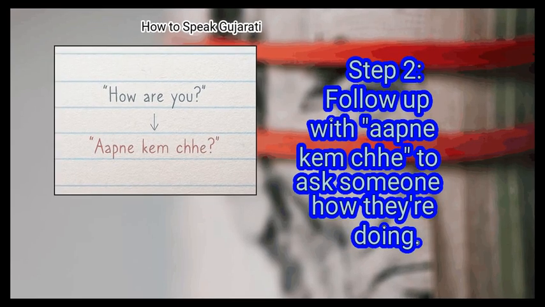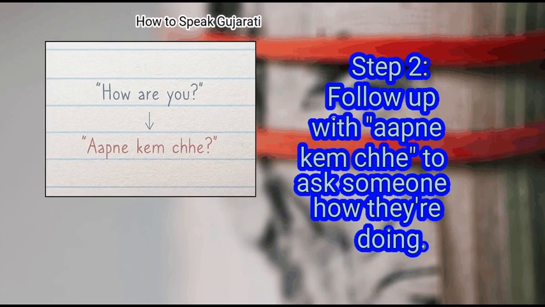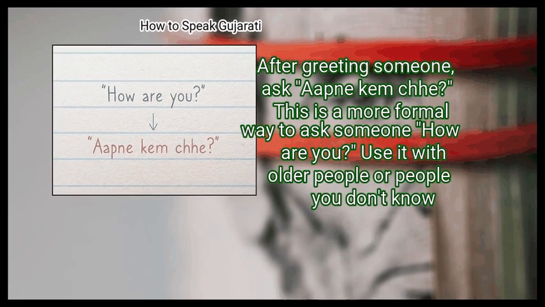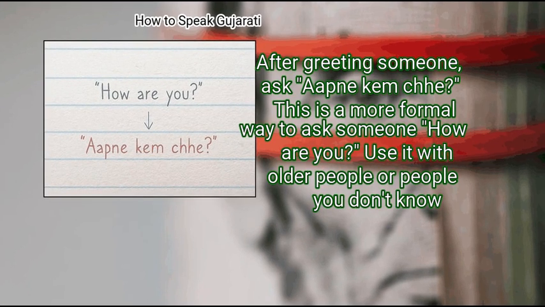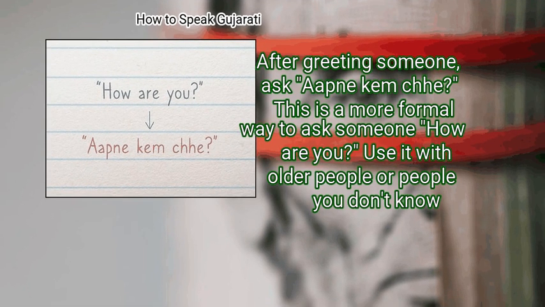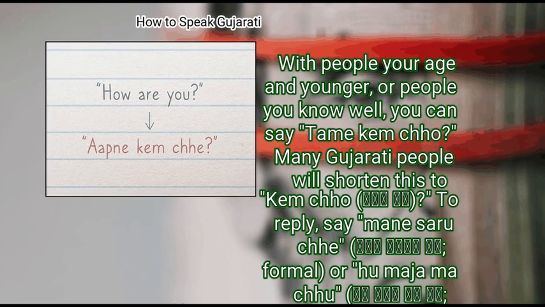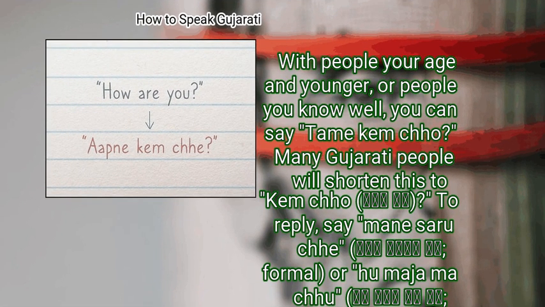Step 2. Follow up with Aapne kaim che, to ask someone how they're doing. After greeting someone, ask Aapne kaim che. This is a more formal way to ask someone, how are you? Use it with older people or people you don't know. With people your age and younger, or people you know well, you can say, Taim kaim cho. Many Gujarati people will shorten this to, kaim cho, kema cho.